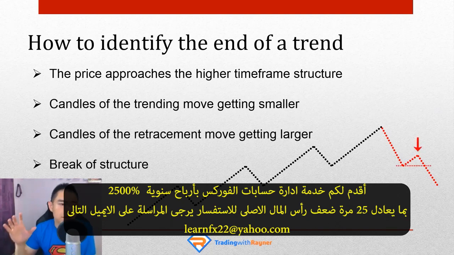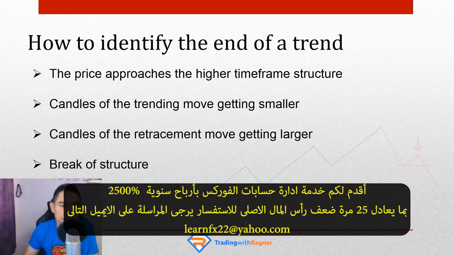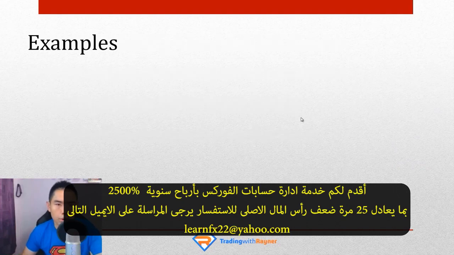So these are the 4 things I want you to pay attention to, to identify a potential trend reversal. And as many of these 4 factors come together, the odds of a reversal are much higher. So let me have you look at a few examples, so you can see what we are looking for.